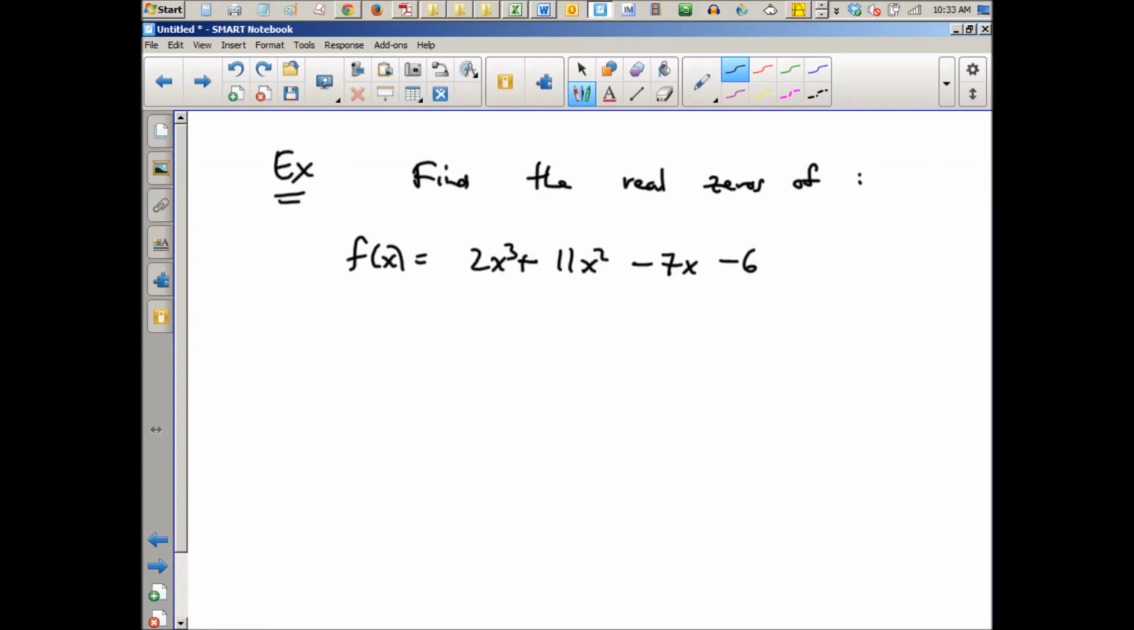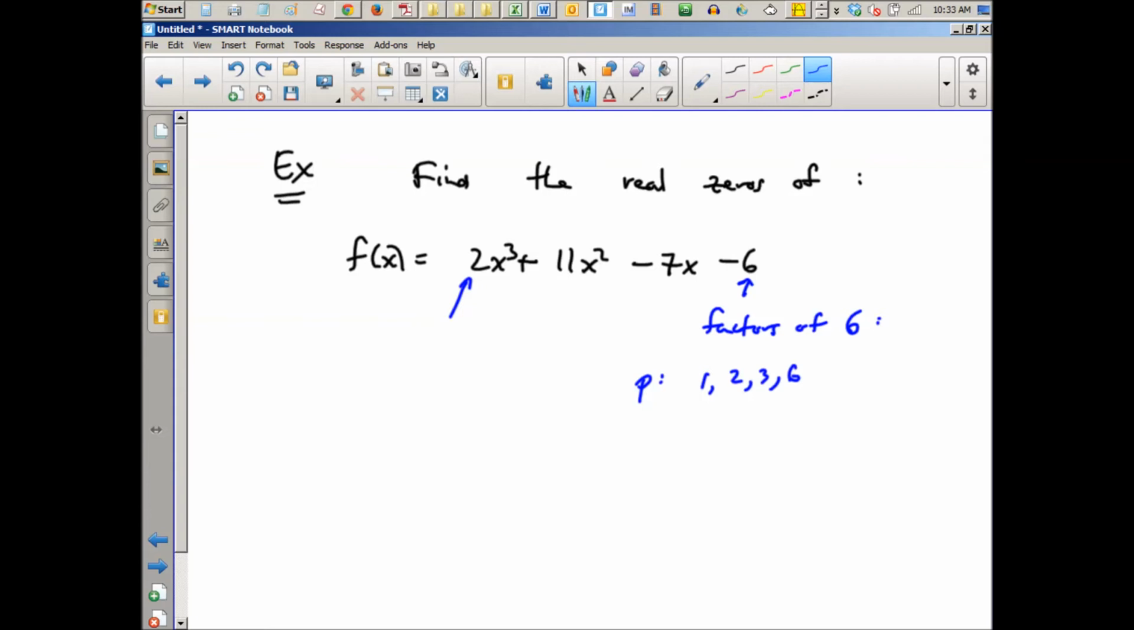So what we do is we take the factors of this number here. What are the factors of 6? What numbers go into 6? 2, 3, 6, what else? What goes into every number? 1. So these numbers, we call these the p-values. They are the factors of your constant. Okay?